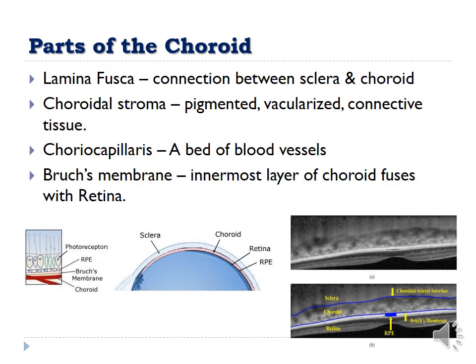Alright, now we'll discuss the parts of the choroid. The choroid has basically four parts. One is lamina fusca, then the choroidal stroma. The iris has a stroma, so the choroid also has a stroma. Then it has choriocapillaris. Capillaries are nothing but blood vessels. Capillaries means blood vessels.